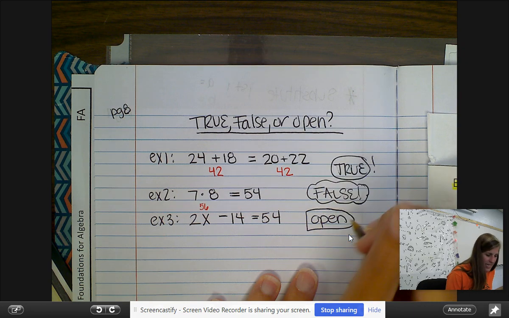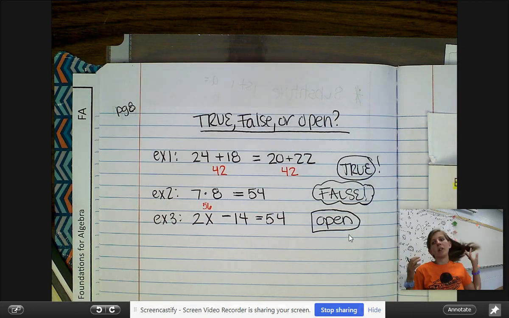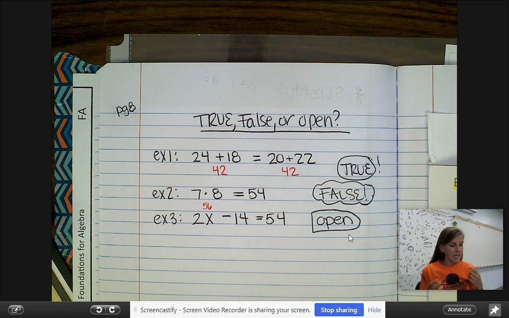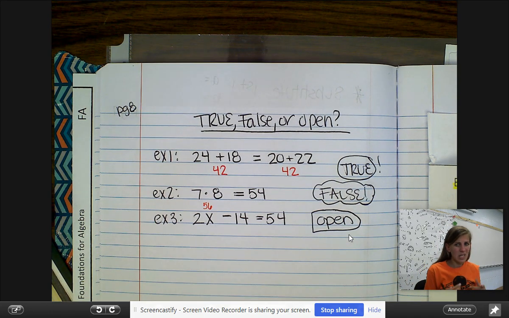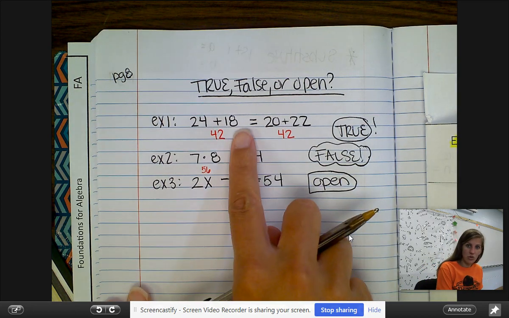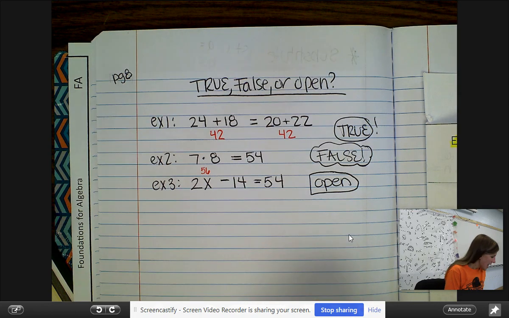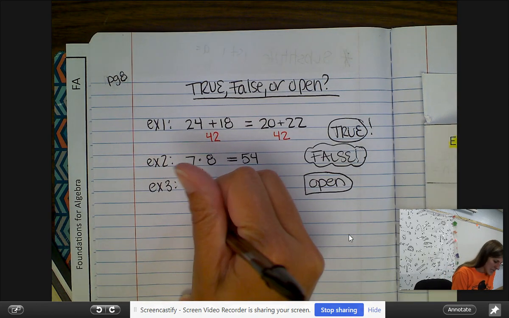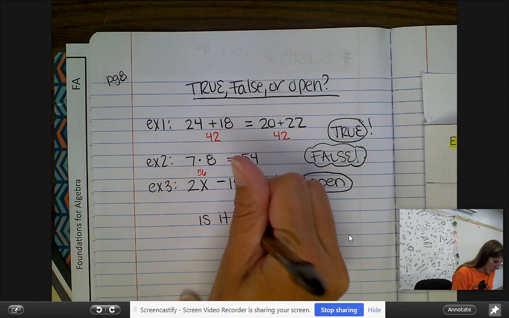And guys, all that to say, it's really super simple. If there's a variable, it's open. If there's not a variable and just numbers, do the math, figure it out. Are the sides the same? Sometimes yes, sometimes no. Mine yes, true. I know, false. The other type of problem I want to try with you is, is it a solution?